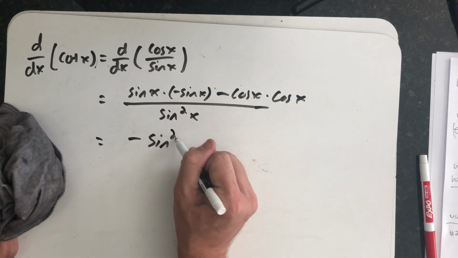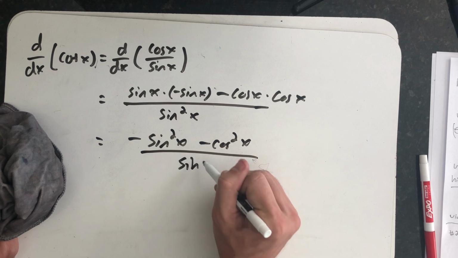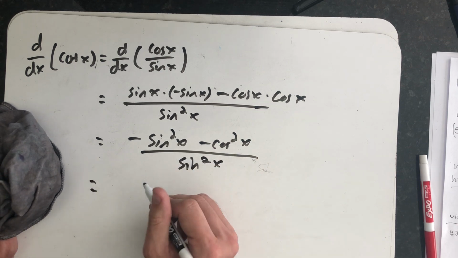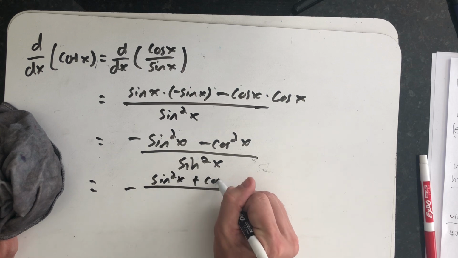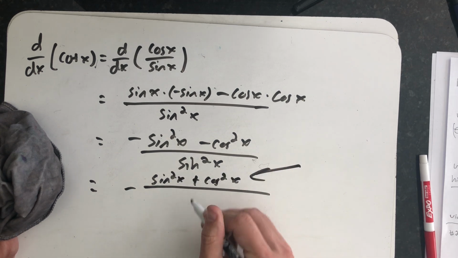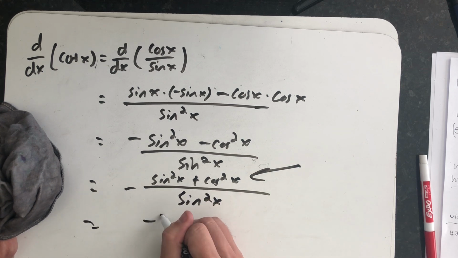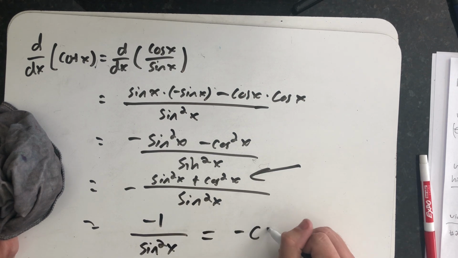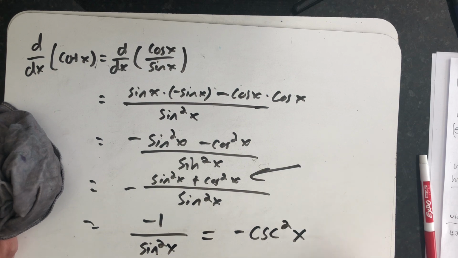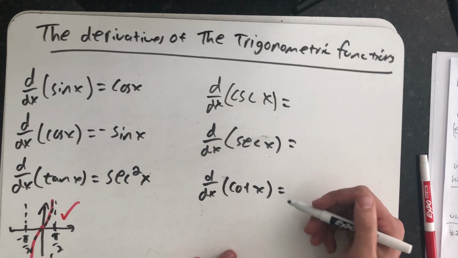Minus sine squared x minus cosine squared x all over sine squared x. I'm going to factor out that minus. Gives me a sine squared x plus a cosine squared x. There's that nice happy Pythagorean identity again. So on the top I have 1, and a minus 1 at that, over a sine squared, which I'm going to rewrite as a minus cosecant squared x. And there's my derivative for cotangent.